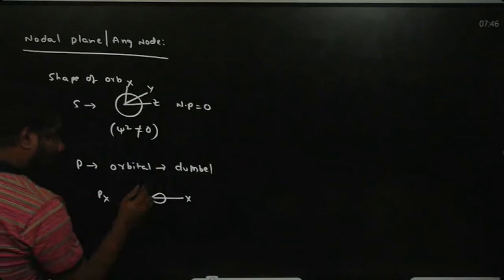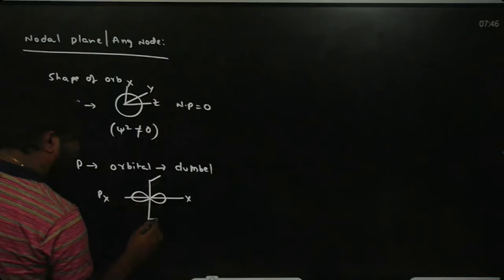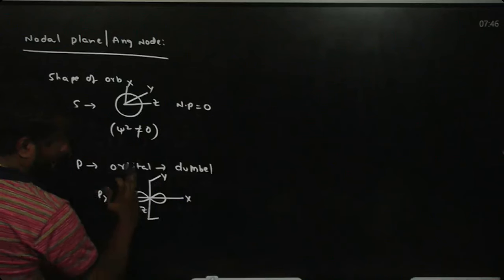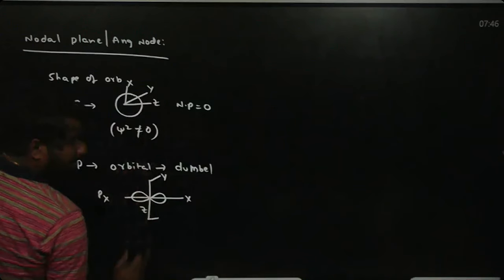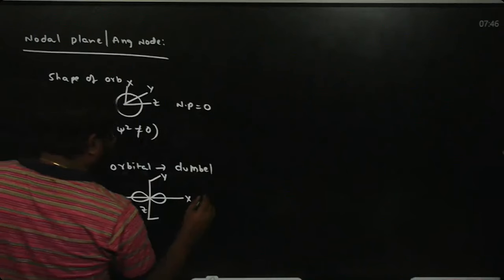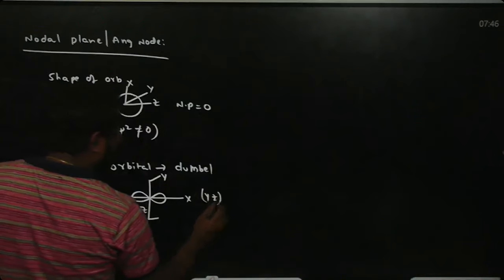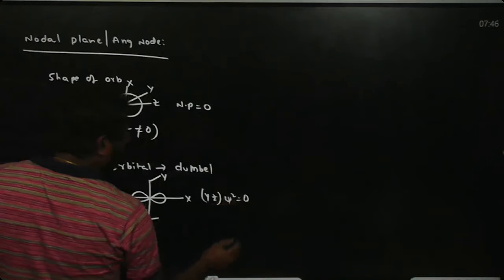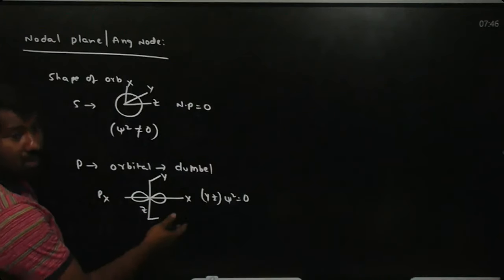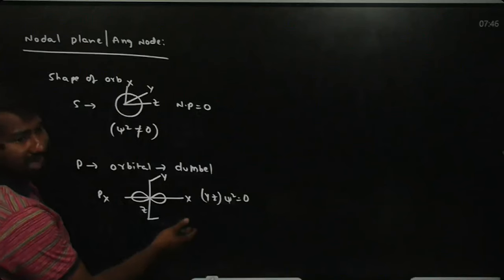If you are going to place one plane along the y and z coordinates, this is the y coordinate, this is the z coordinate, I can find this is the plane at which psi square is 0. So in the yz plane, psi square becomes 0, said to be nodal. That is called the nodal plane.